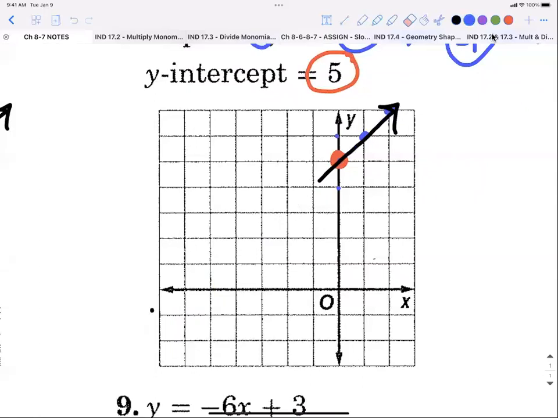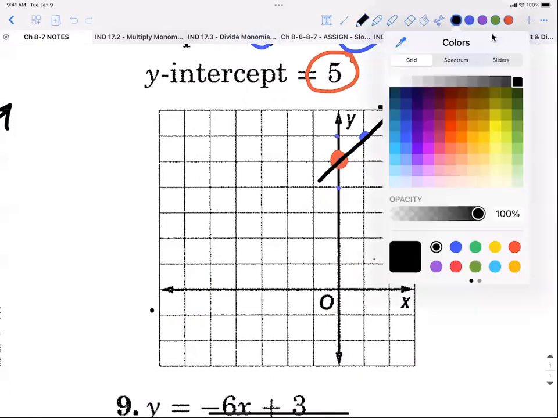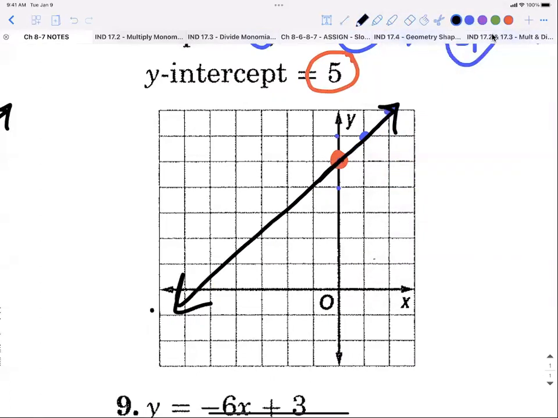I mean, seriously, unless you just want to put a couple more points there for your own sanity to know that you're tracking on the same track, you don't have to put a bunch, okay? 2 works. 2's all you need. And there's our line, okay?